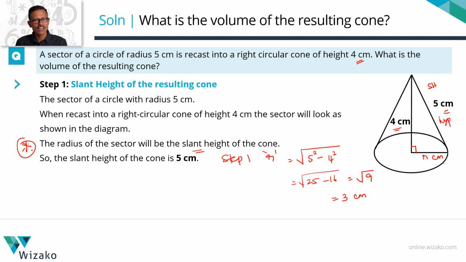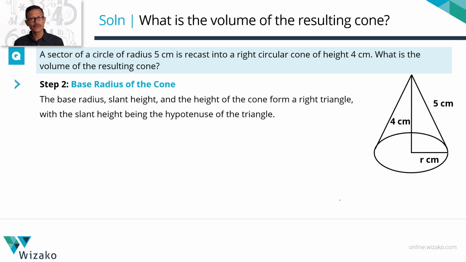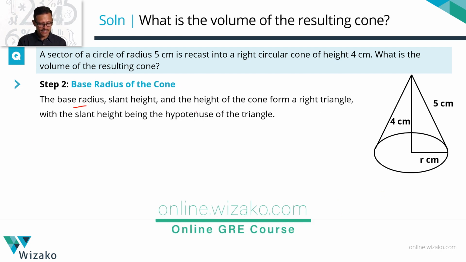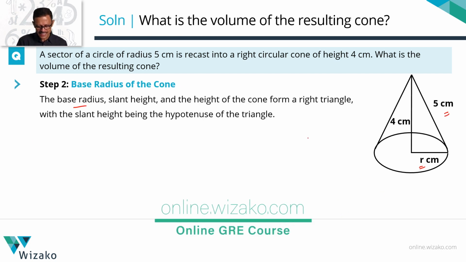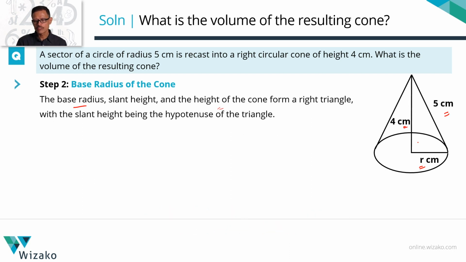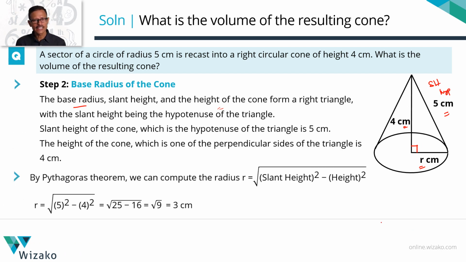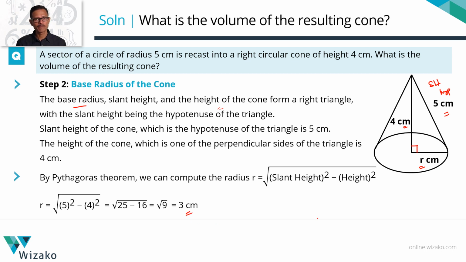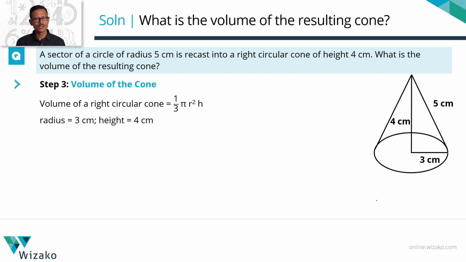Step 2 is to plug in the value of the radius and height into the formula to compute the volume of the cone. Quickly summarize this bit before we go into computing the volume of the cone. The base radius, slant height, and the height of the cone will form a right angle triangle, right angled here. Slant height is the hypotenuse and these two are the perpendicular sides. Applying Pythagoras theorem, we computed the radius of the cone to be equal to 3 centimeters. Step 2, let's find out the volume of the cone.